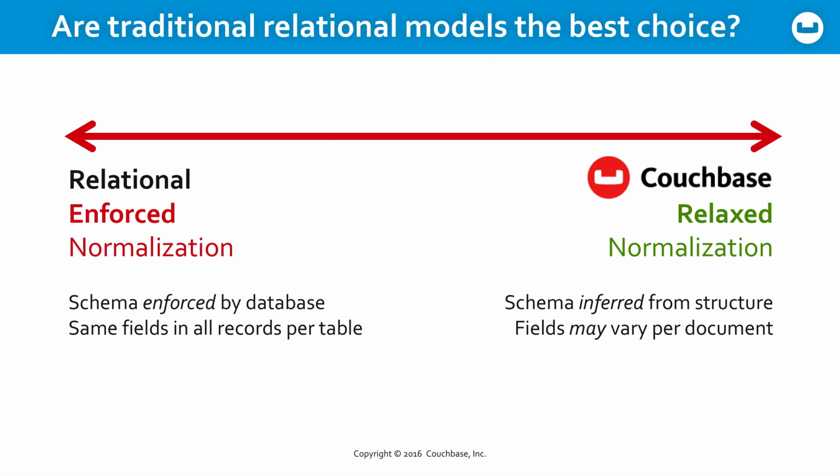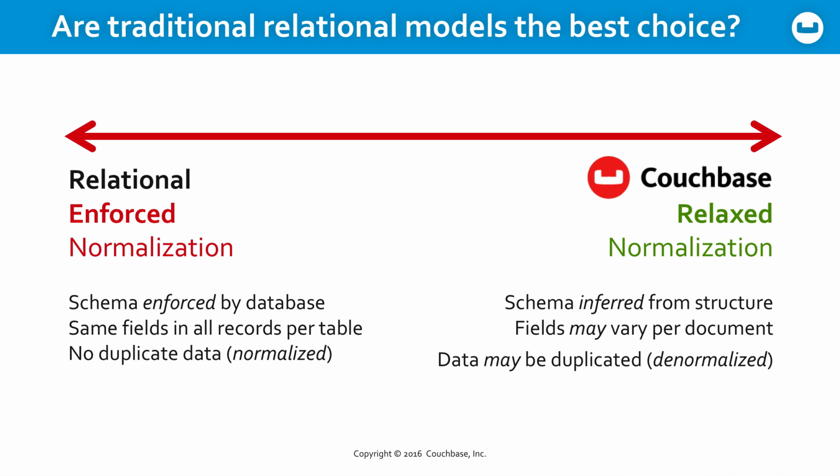In the relational world, you have all the same fields in each record in a table, whereas in Couchbase, the fields may vary theoretically with every document, and our query language allows for this. In the relational world, generally data is normalized, meaning there are no duplicates anywhere within the database, whereas in the Couchbase world, data duplication is used easily as necessary. It's easy to denormalize. Simply create a document with an additional attribute. As we'll see later in this course, there are often very good reasons for doing so.